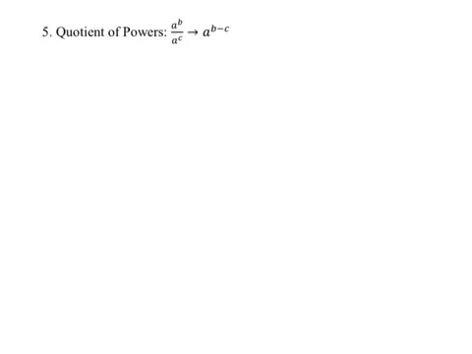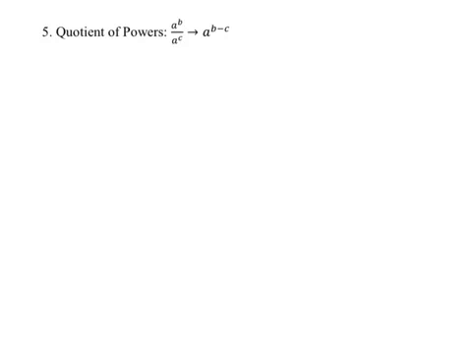Rule 5 is quotient of powers, and when we take a look at Rule 5, what we're going to see is that in this problem here, instead of product of powers, now we have quotient of powers. When we had product of powers, the rule was to add the exponents, and take a look. When it's quotient of powers, we subtract them. Let's prove that this is true real quick.